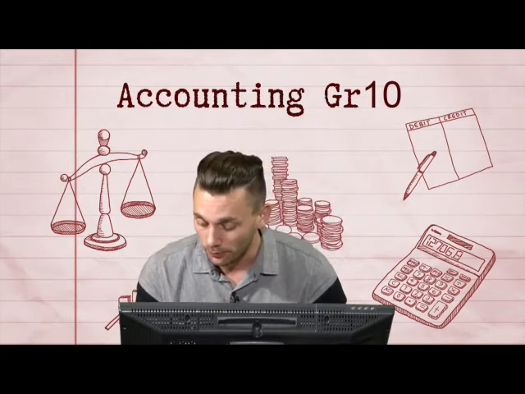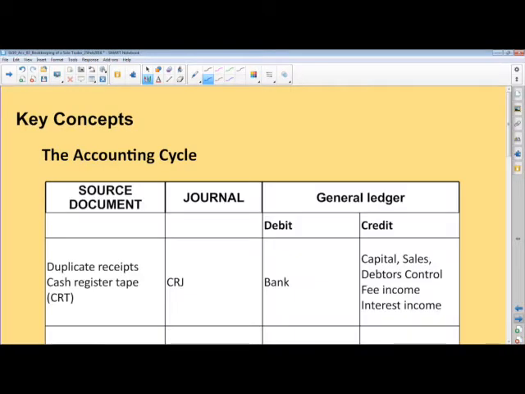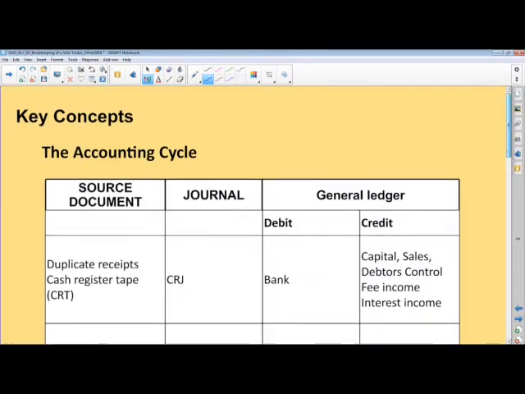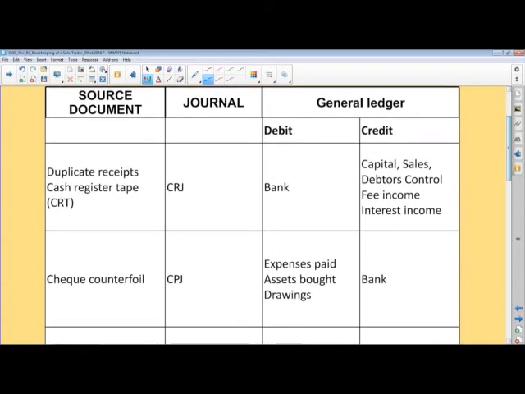Let's continue. Let's look at the journals in our table format. So just quickly, your source documents again, your duplicate receipts and your cash register tape.